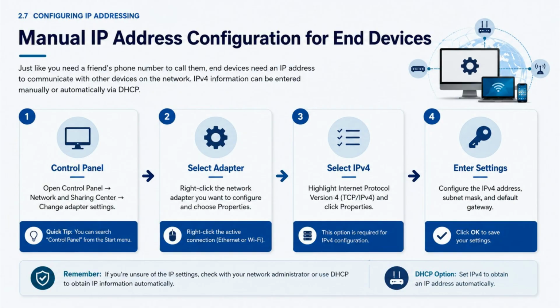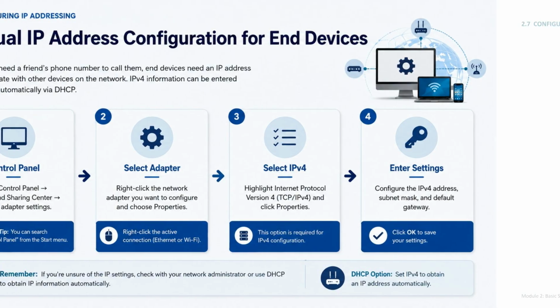Manual IP configuration on a Windows end device. Walk the 4-click path. Control panel, adapter properties, IPv4 properties, then enter the address, subnet mask, and gateway by hand. Compare this to a phone number analogy. You need the address to actually reach another device.